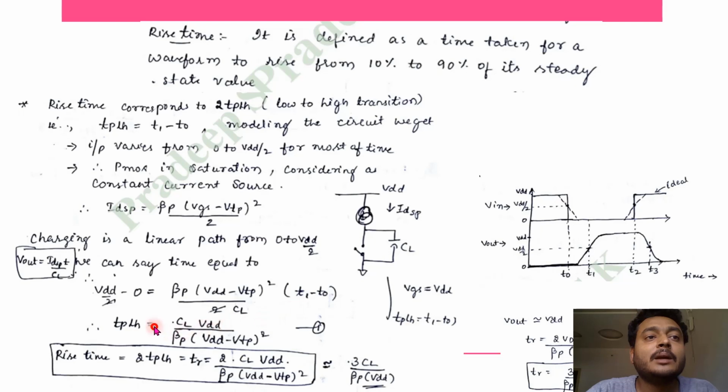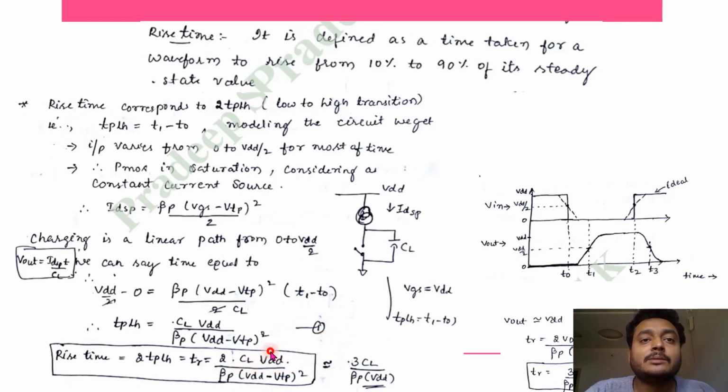So TP low to high is equal to, we can just go for cross multiplication. VDD into CL will go here, so CL into VDD divided by this entire thing, beta P into (VDD minus VTP) whole square. This will be the equation for your TP low to high. Then what is the equation for your rise time? Rise time is nothing but 2 times TPLH, that is TR equal to 2 into this entire thing. This will be your rise time equation.